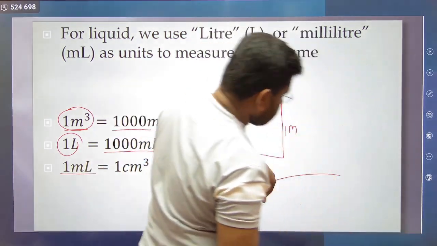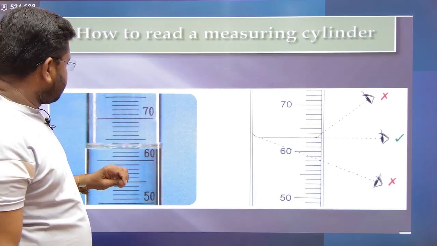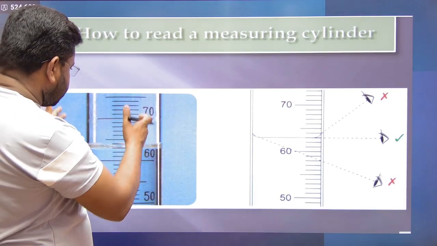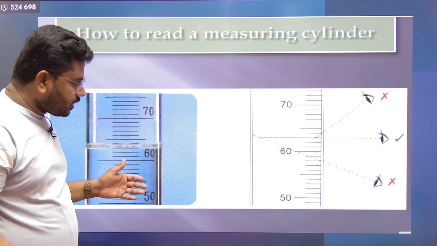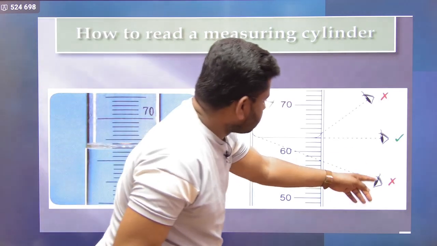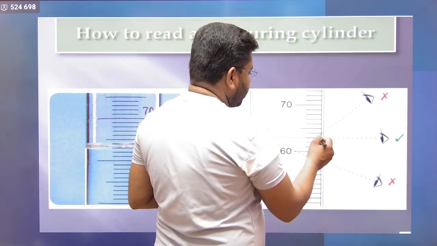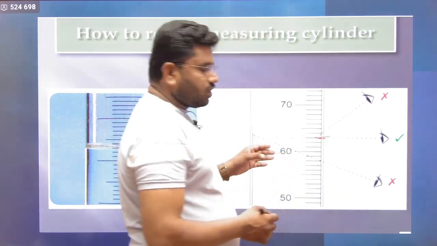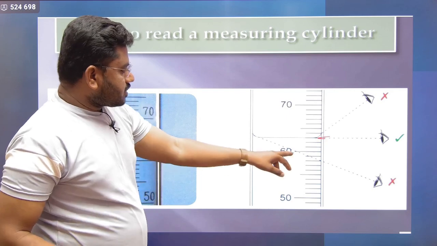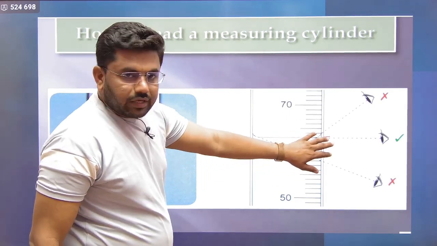Now see how to read a measuring cylinder. One cylinder is given and the numbers are already here: 50, 60, 70. Don't look from this side or that side; we have to look directly, and according to the numbers we can count. 60 is given, then 61, 62, 63 will be here.